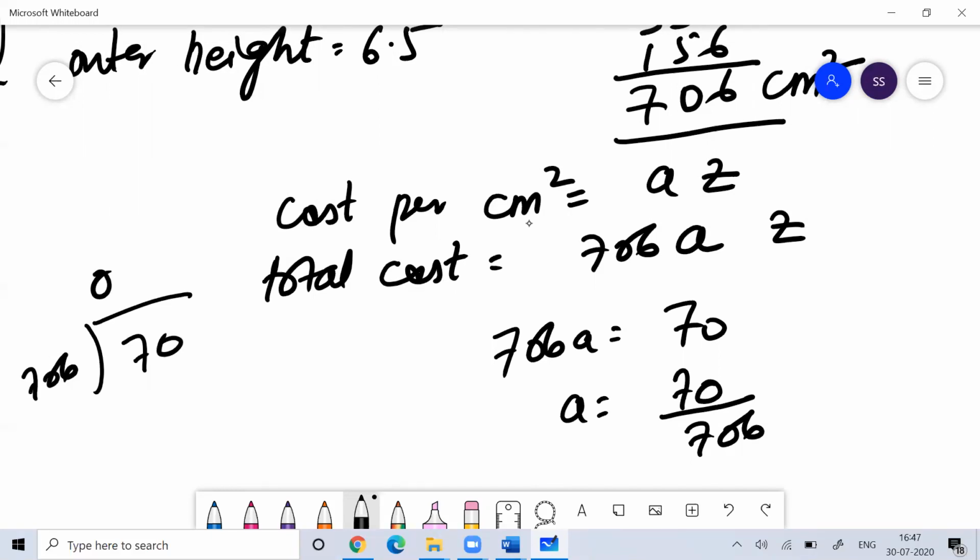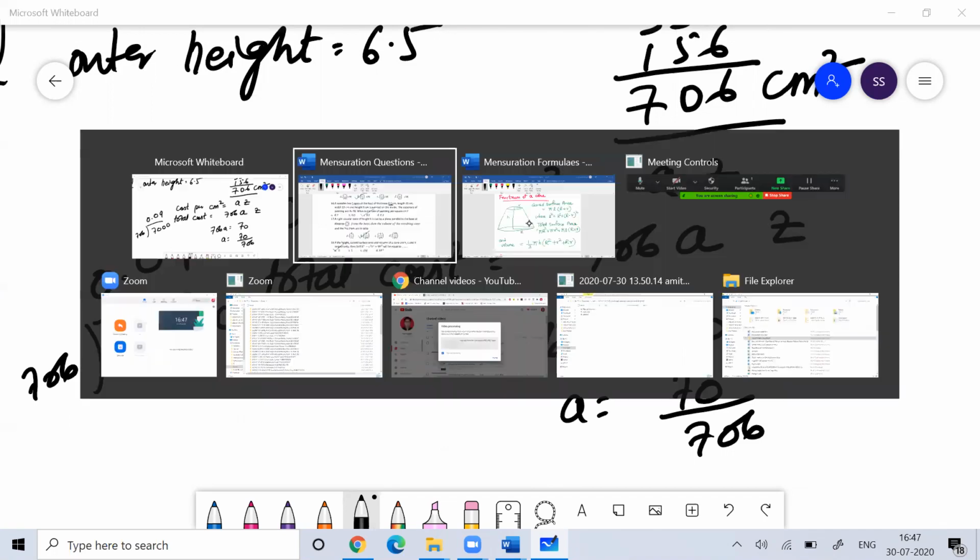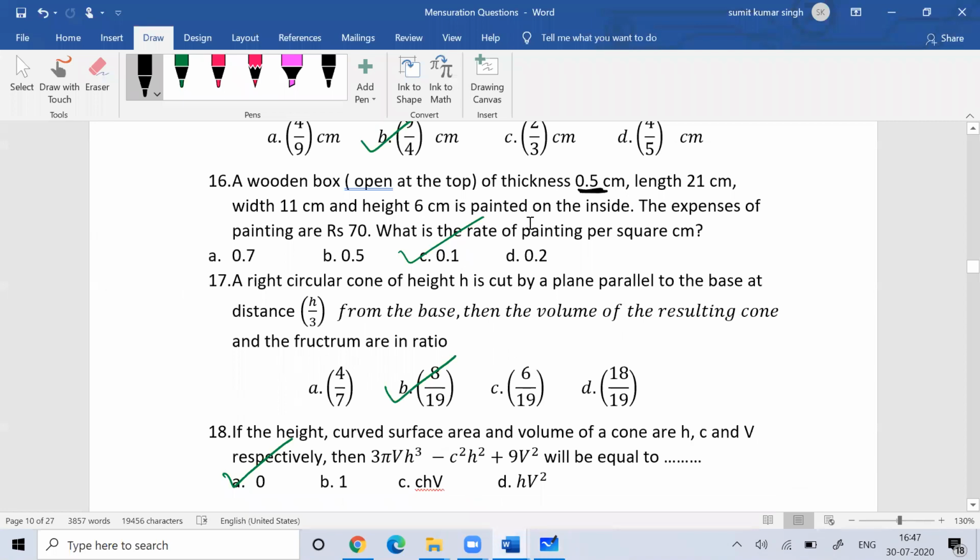You can understand this as 700. It will not go, so again you put 0. So it will go 9 times, 0.09 something. So there's only one option which is close to that, that is 0.1. Okay. Now you can see question number 17.